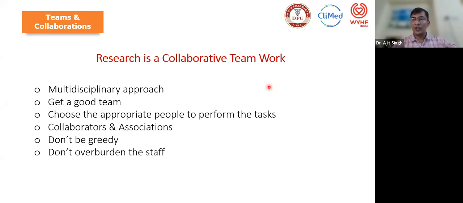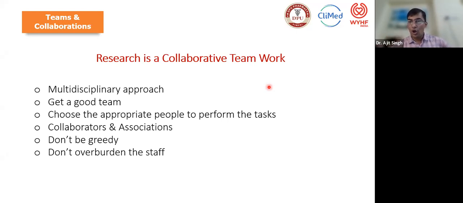Suppose I am looking at drug delivery, a felodipine patch for hypertension patients. I need someone from pharmaceutics to develop that patch. It is not my work. I am writing the proposal, I have the idea, but I need the collaboration. I cannot go ahead without the collaboration. I have to understand that.